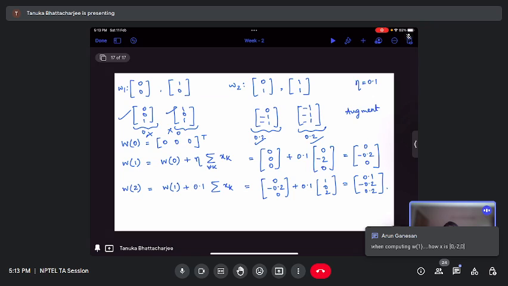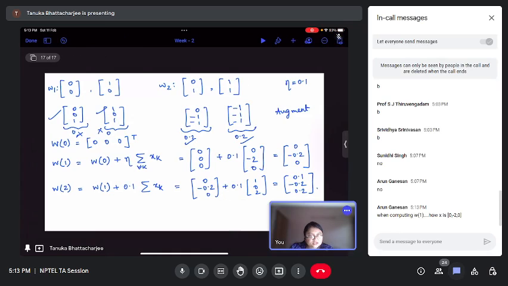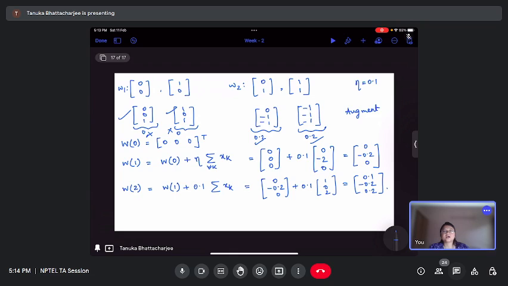How, Arun, when computing W1, how is X 0 minus 2 0? Okay, I will tell you once more. At the starting we had W0 all zeros, we assumed. It can be any arbitrary initialization, we started with all 0.